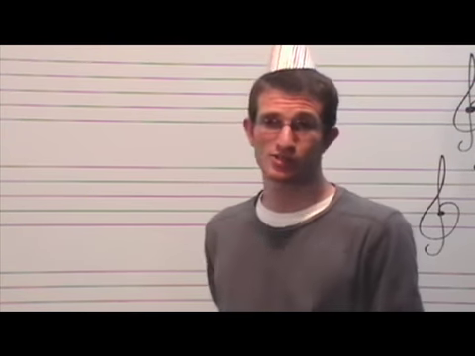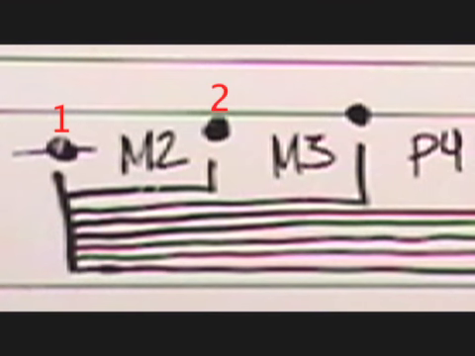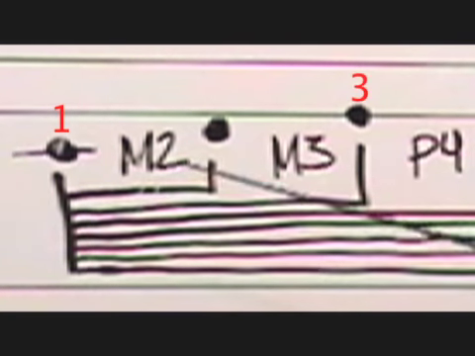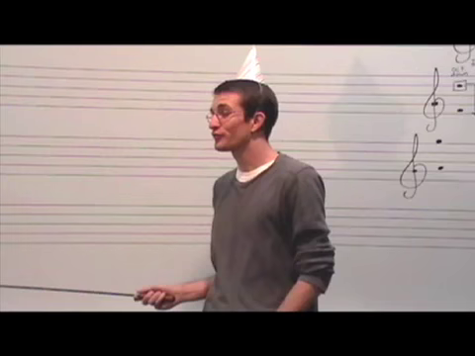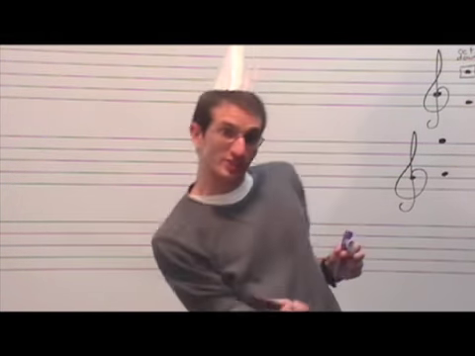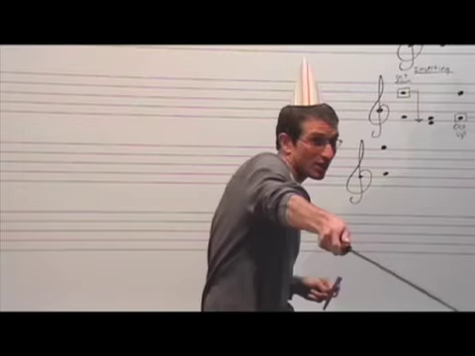Now, in a major scale, the interval from the first scale degree to the second is called a major second. From the first to the third is a major third. First to fourth is a perfect fourth. First to fifth is a what, Greg? Perfect fifth. First to sixth, Sal? A major sixth. First to seventh, Kellen? A major seventh?